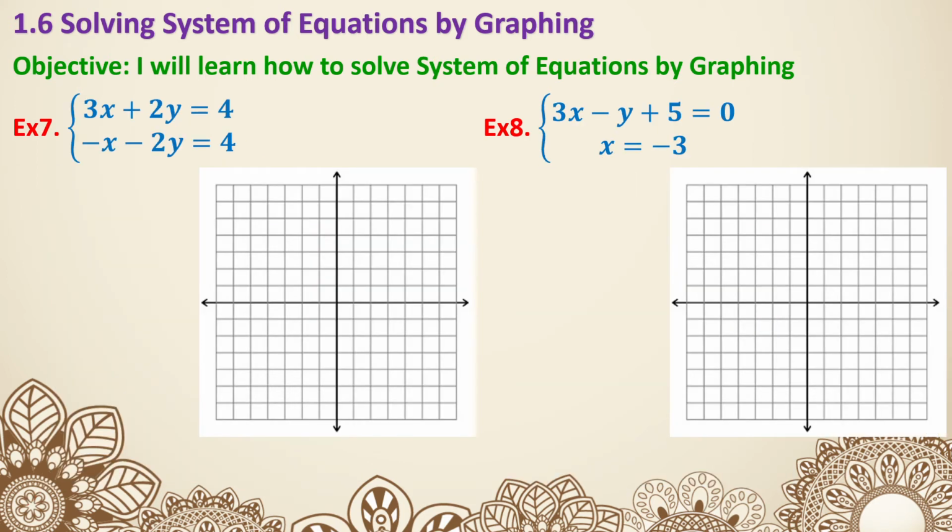Number 7. Well, this time they're not in slope-intercept form. But we have learned in 1.4b about how to change these into slope-intercept form. Then in 1.5, we have reviewed about graphing. Now we're just doing both.